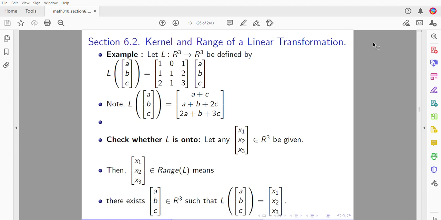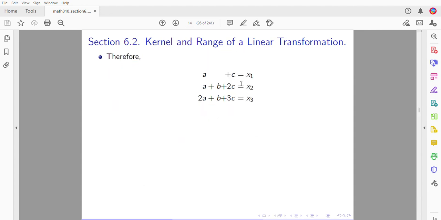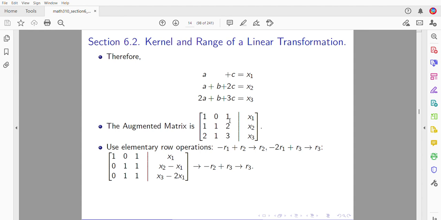So let's see. Let's start. L of (a, b, c) is all of this. Right hand side is x1, x2, x3. Well, this is a linear system, 3 variables. Construct its augmented matrix: 1, 1, 2, 0, 1, 1, 1, 2, 3, with right hand side x1, x2, x3. These are the numbers we want to hit. Well, try row operations. Assuming my calculations are correct, I get this. Continuing further, I get this. This equals here.